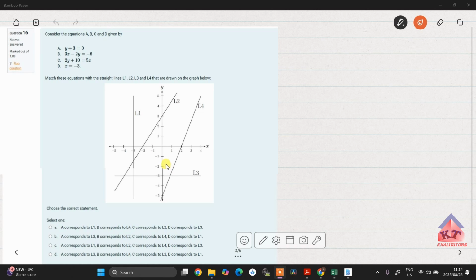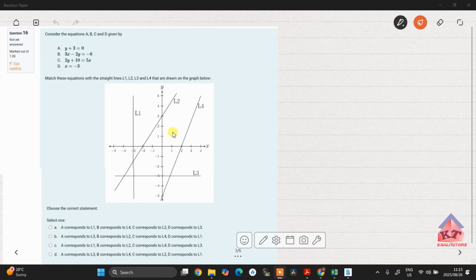Okay, so without wasting your time, let us read the question and try to answer it. Consider the equations A, B, C, and D given by: A, y plus 3 equals 0; B, 3x minus 2y equals minus 6; C, 2y plus 10 equals 5x; and D, x equals minus 3. What we are supposed to do is to match these equations with the straight lines L1, L2, L3, and L4 that are drawn on the graph below.